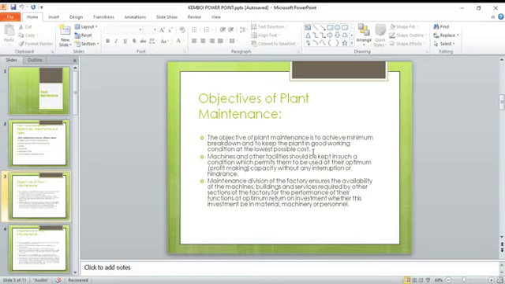Machines and other facilities should be kept in such a condition which permits them to be used at their optimum or profit-making capacity without any interruption or hindrance. That is another objective. You make sure that machines and other facilities are kept and used only for a specific purpose that will bring profit or will make the factory gain profit without any interruption.